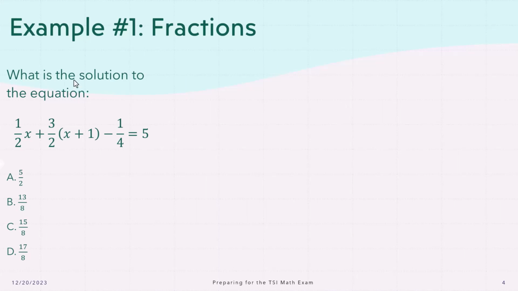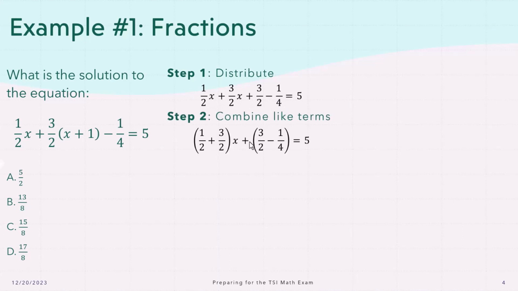So the question is, what is the solution to the equation 1/2 x plus 3/2 times the quantity x plus 1 minus 1/4 equals 5? The first step is to work through the parentheses, distributing the 3/2 to the quantity x plus 1. So when we do this, we get 1/2 x plus 3/2 x plus 3/2 minus 1/4 equals 5. Next, we'll combine like terms.